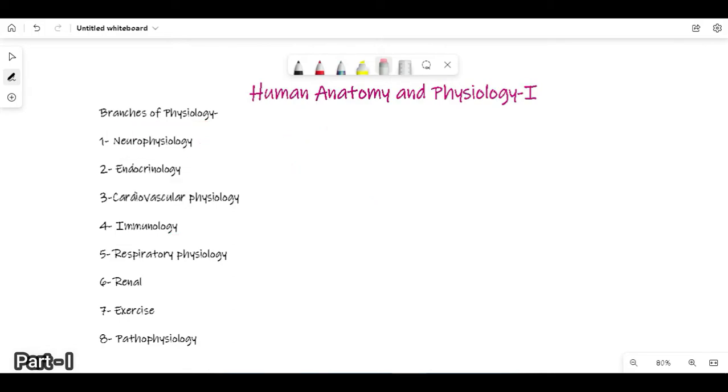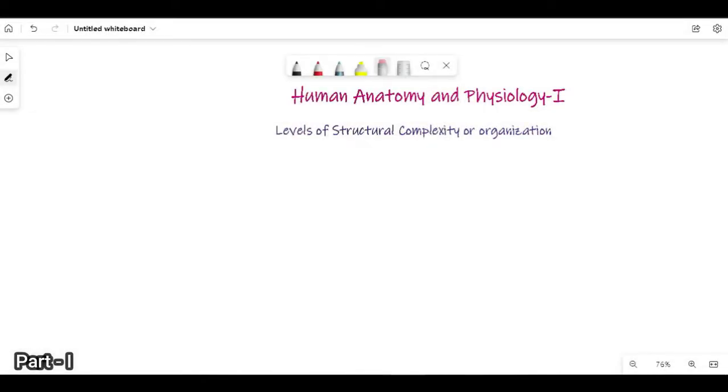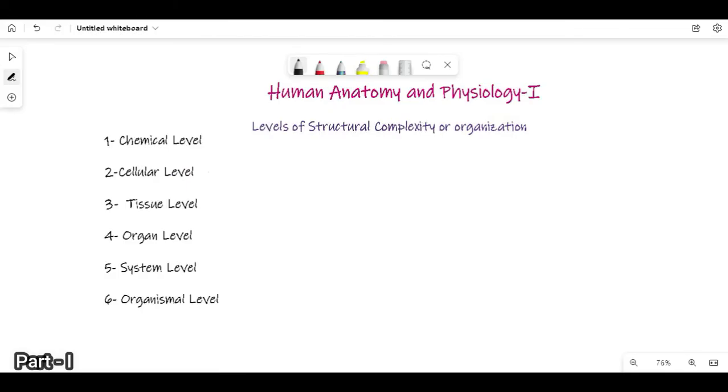Now we will study the levels of structural complexity or organization. In our body there are 6 levels of structural organization. The first level is the chemical level. The chemical level includes atoms like carbon, hydrogen, oxygen, nitrogen, calcium. These atoms are all essential for maintaining life.